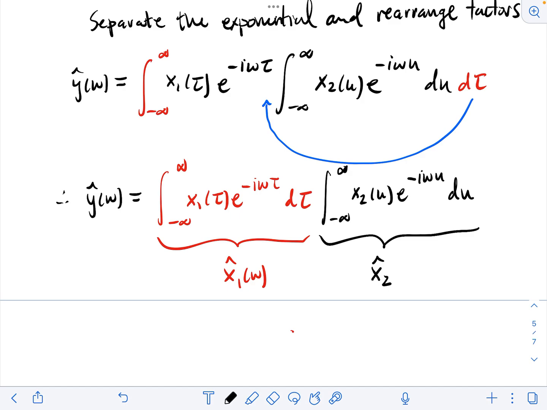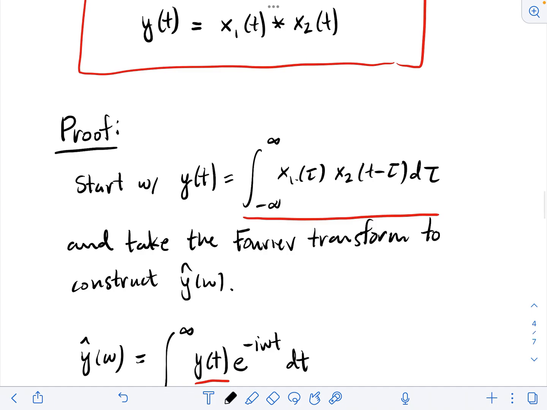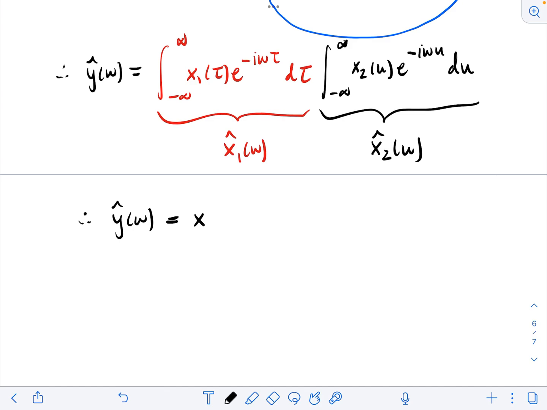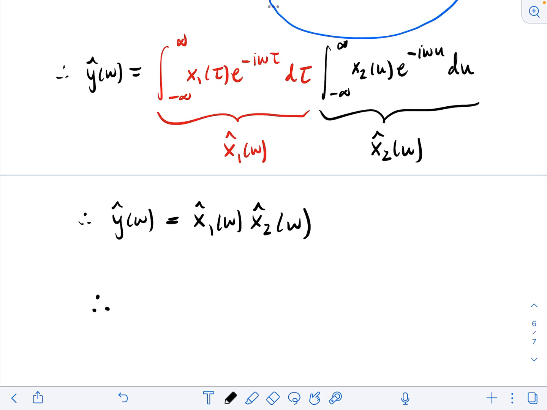And so therefore, what we've shown is y hat of omega, which if we go all the way back to the beginning, right, so y hat of omega is equal to, sorry, let's slow down. y hat of omega is equal to x1 hat of omega times x2 hat of omega. Okay, so that means if we were to take the inverse Fourier transform of this product of functions of omega, it is also the inverse Fourier transform of y hat of omega, which is y of t.